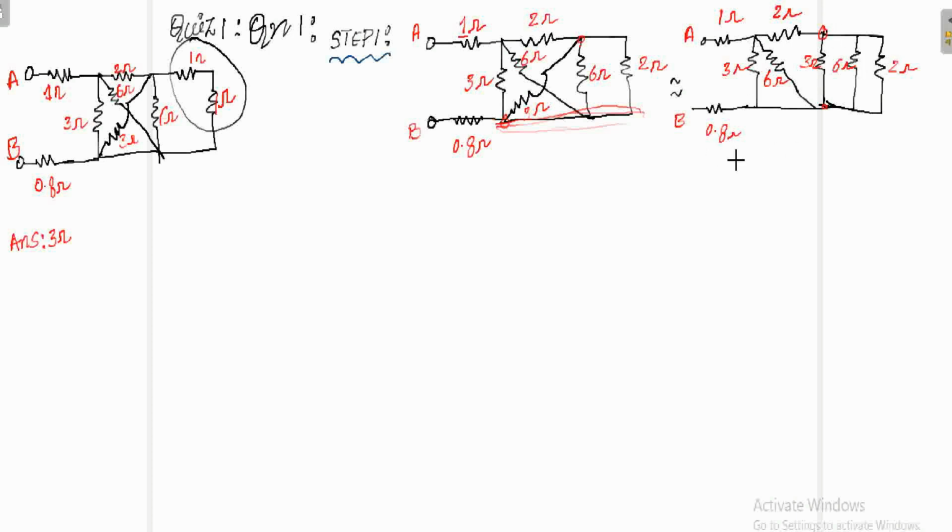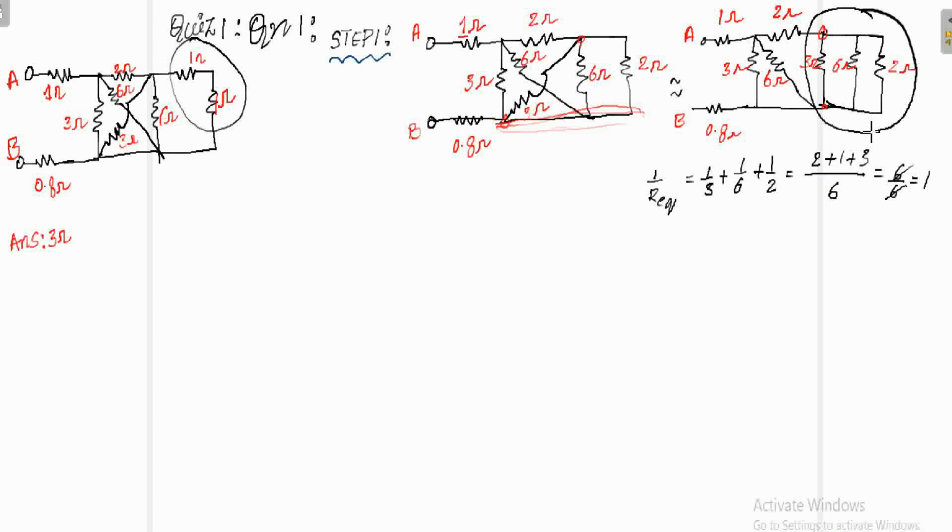So what will be the equivalent resistance? So 1 by R equivalent is equal to 1 by 3 plus 1 by 6 plus 1 by 2. So which is equal to, LCM is 6, 3 2s are 6, 6 1s are 6, 3 2s are 6, which is 6 by 6. So it gets cancelled. So this is 1 ohm. So this parallel combination of 3, 6, 2 is reduced to a single resistor, that is 1 ohm.